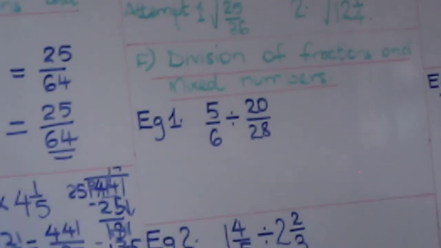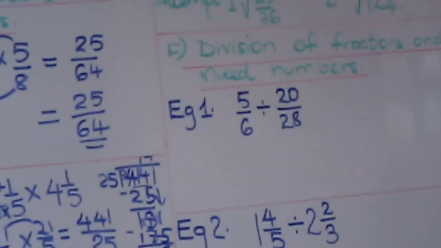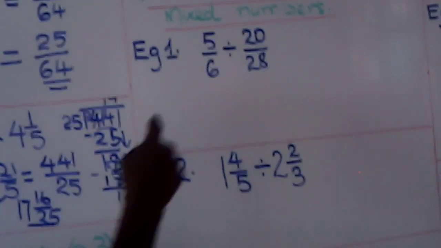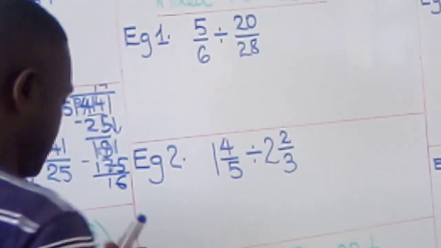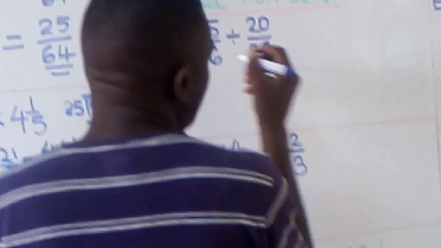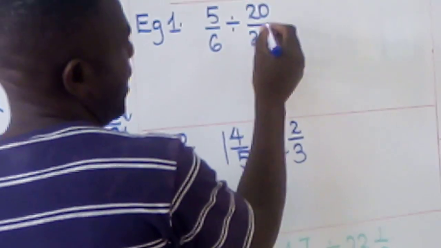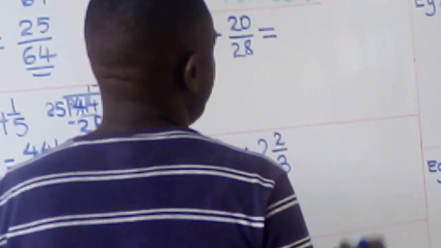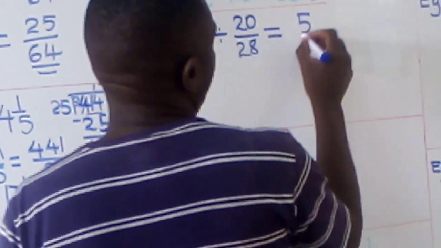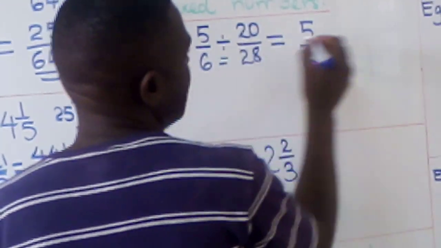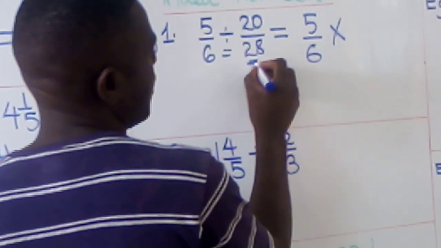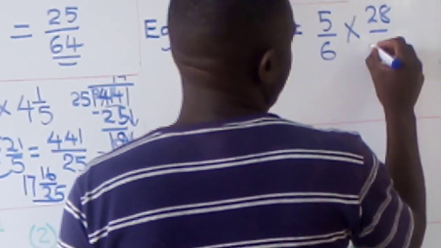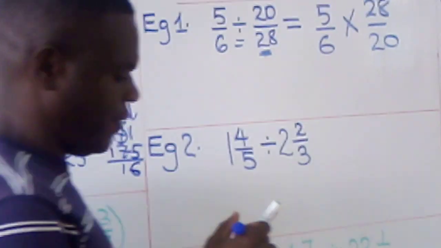Let us go to division of fractions and mixed numbers. We divide these ones and that one. Example number 1 is 5 over 6 divided by 20 over 28. We bring it here. That will be 5 over 6. We change the sign and reciprocate the second fraction. It becomes 28 over 20.